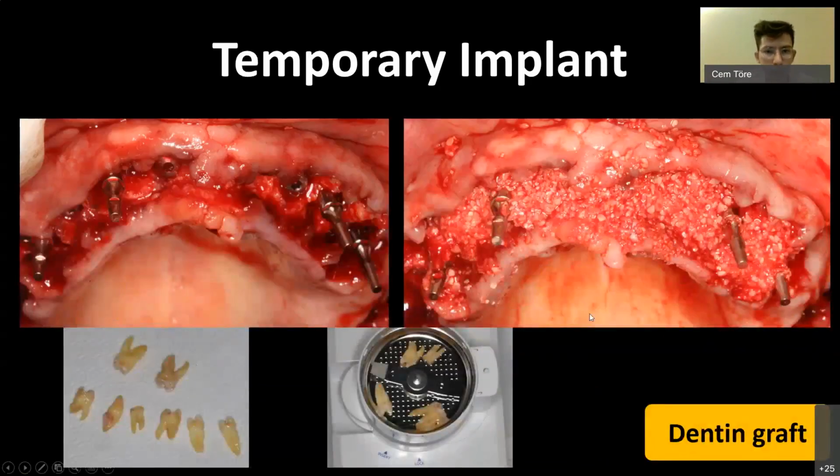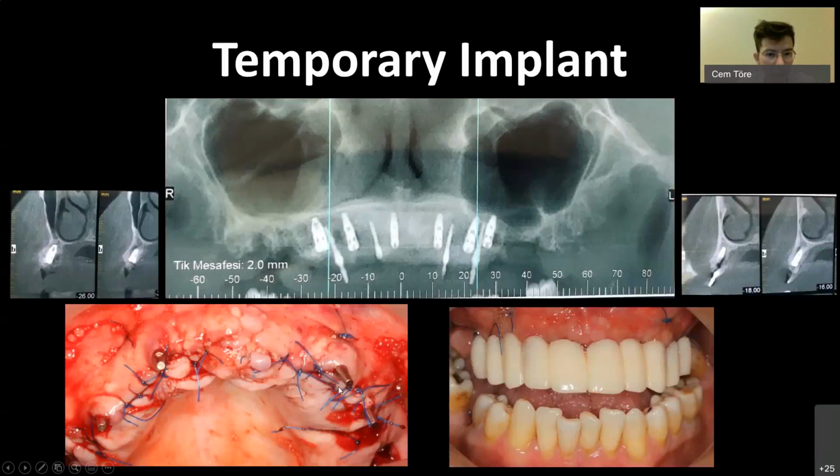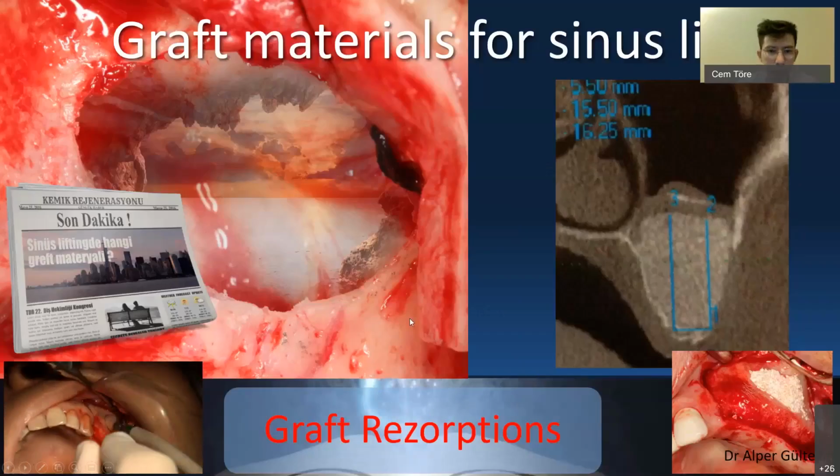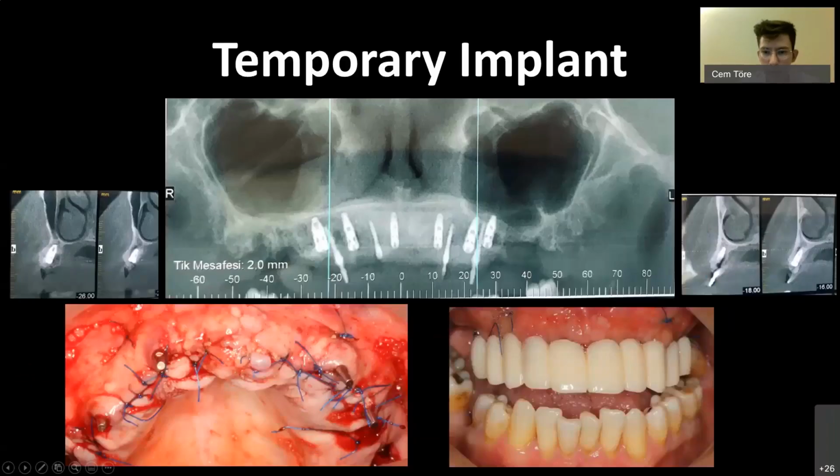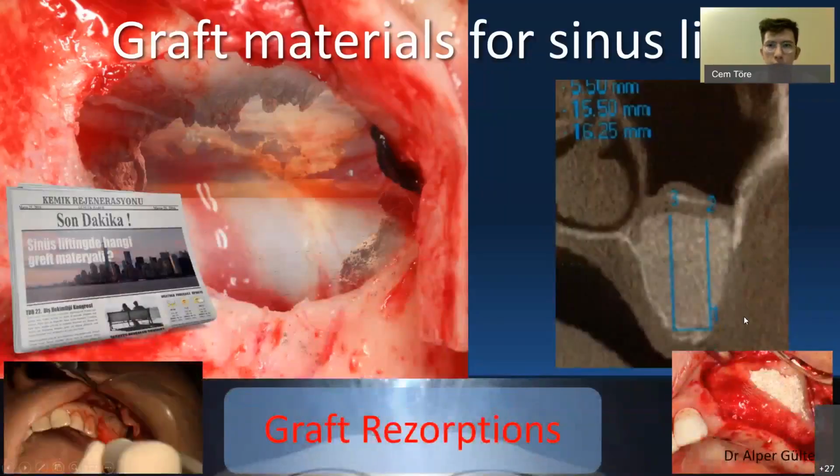This is what we have done here. Dentin grafting, 4 temporary implants. Cerulean nylon sutures for less food retention, and a temporary prosthesis in place over the temporary implants.